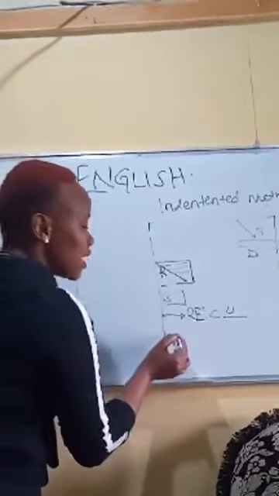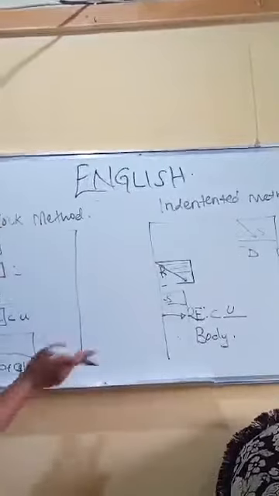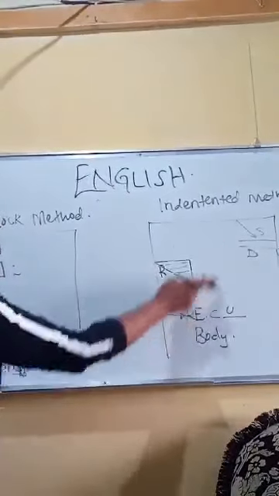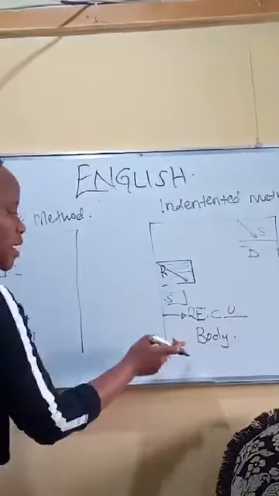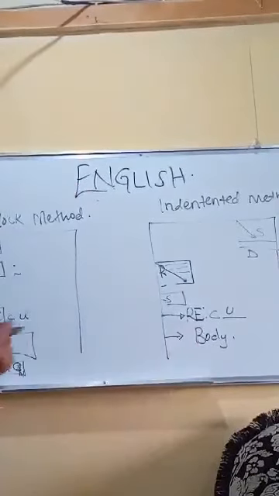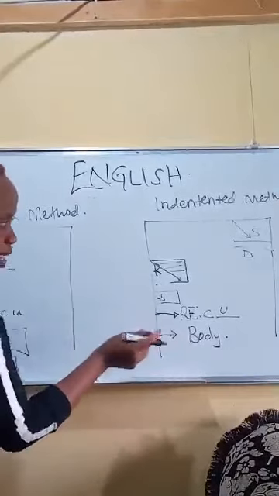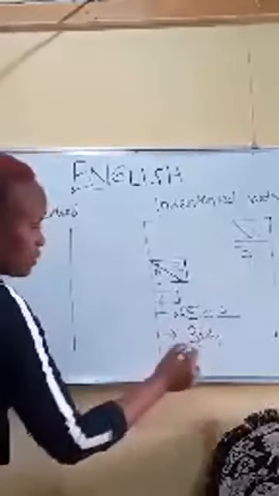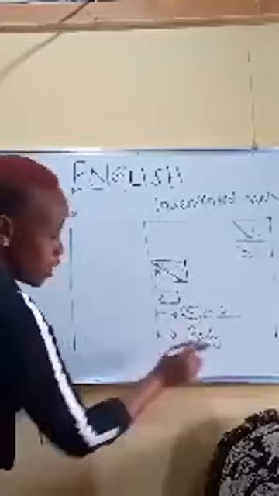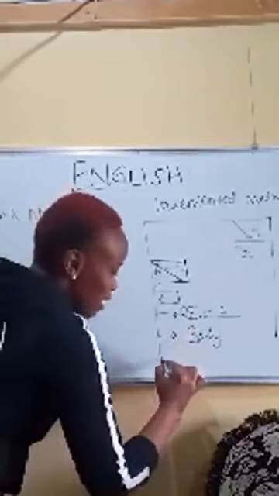Now, let's go to the next part. That is the body. Now, remember, when you're writing your body using the indented method, paragraphs have to move from the margin. That is, when you're starting your paragraphs, they have to be away from the margin. Make sure that you get that. All the paragraphs that you're going to have, make sure that all of them start away from the margin. Once you're done with your body, the next part is signing off.